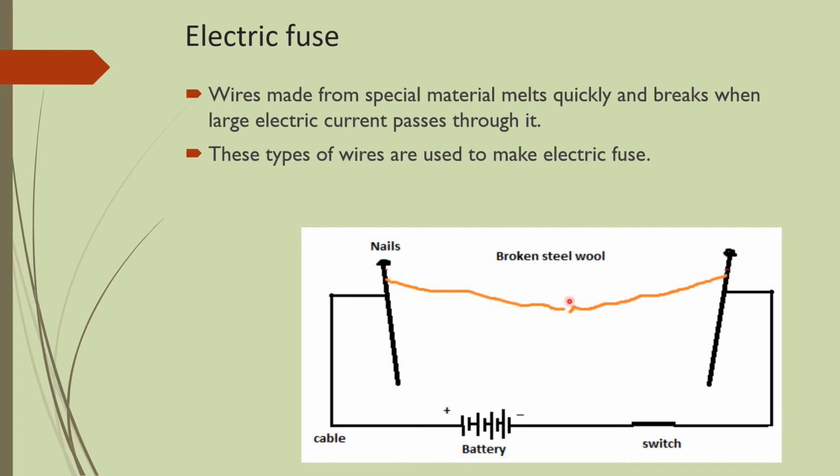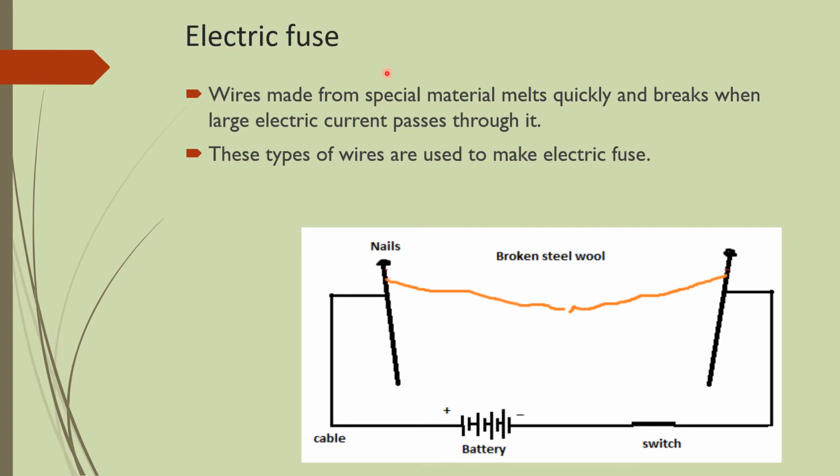Broken steel wool. It broke because when electricity was given to it, it got so much heat that it broke in between. Wire made from special material melts quickly and breaks when a large electric current passes through it. These types of wire are used to make electric fuses.